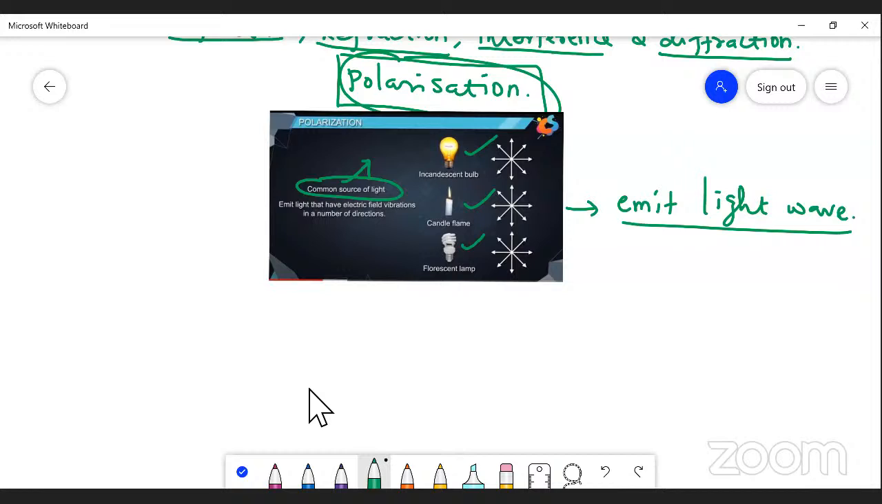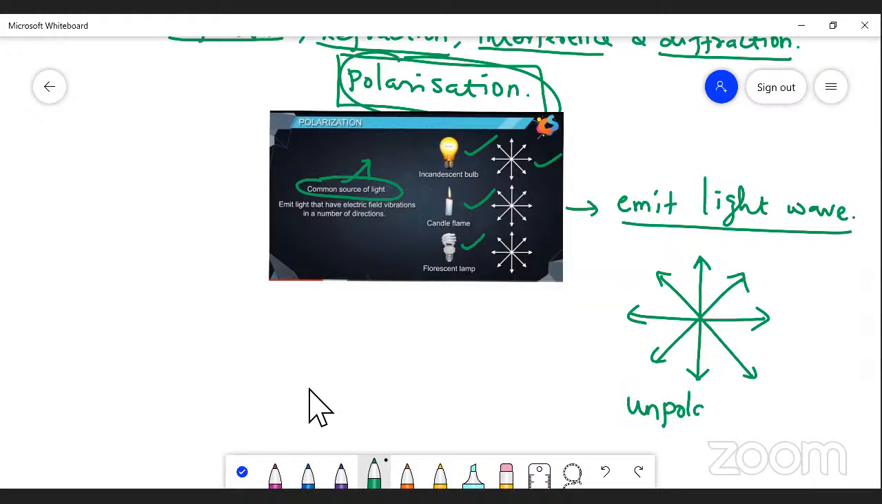Here, incandescent bulb, candle flame, and fluorescent lamp are the common sources of light. They emit light wave. It consists of vibrations in all possible directions, like this. These sources emit light waves in all possible directions, like this. And this type of light is called unpolarized light. What is that? Unpolarized light.